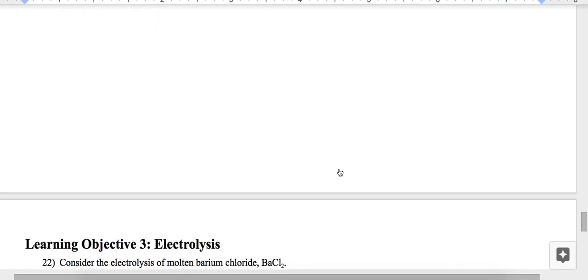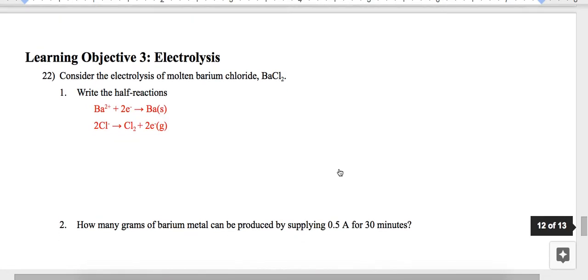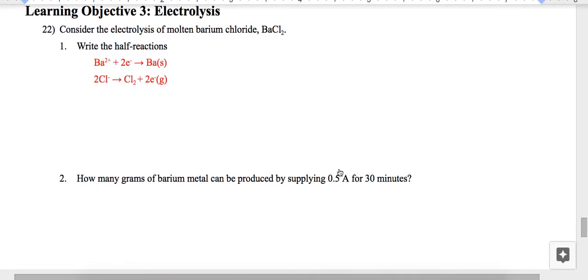Learning objective 3. We have electrolysis. This stuff is going back to like Gen Chem. We're going to do mole work. We're going to then convert to mass, all that kind of stuff. So first of all, to understand electrolysis, we're taking this barium chloride, for example, and we're putting it into a container.